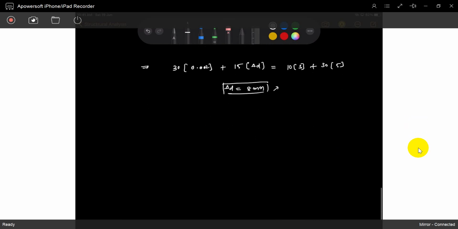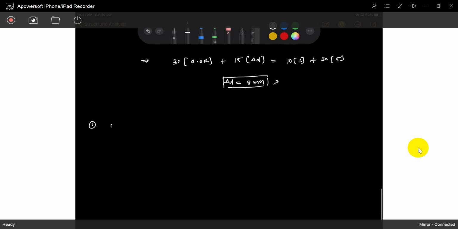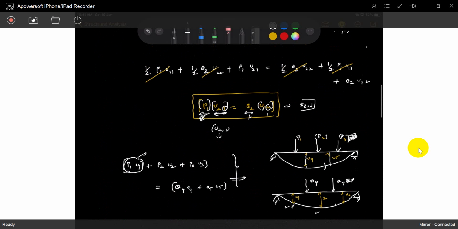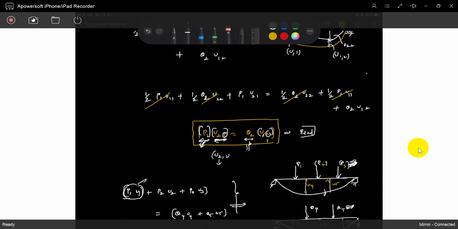So now I will explain the second theorem again. What is that? Maxwell reciprocal. Note, it's very simple. If you see, P1 U21 is equal to Q2 U12. You know it. P force multiplied with the displacement produced by the Q force, and Q work done through the displacement produced by the P.